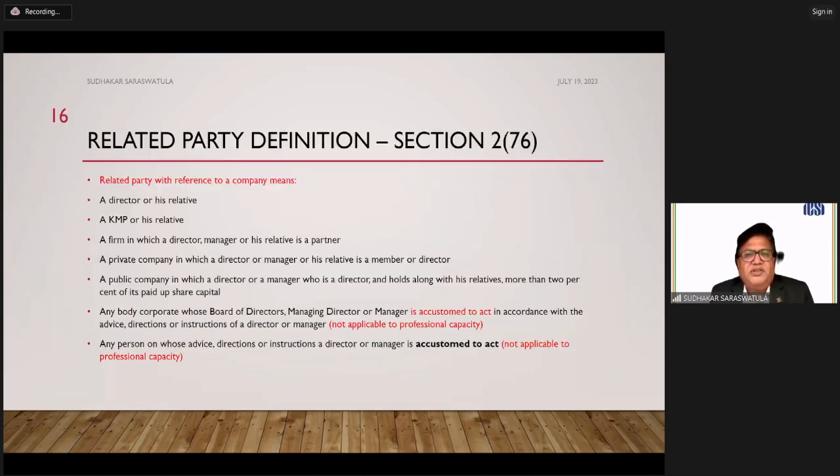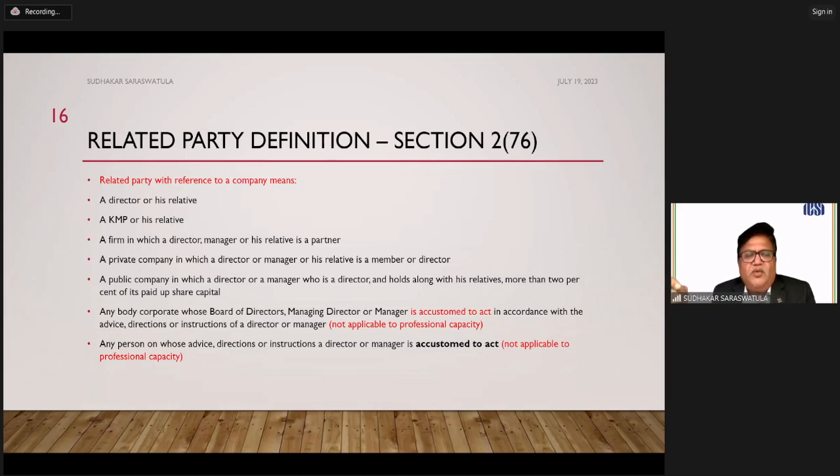Now, let us see the definition of related party. As I was mentioning to you, we have to see under Section 2, Subsection 76. There is no change in this section. That's why I'm not going to go into each and every component of this. But certainly, I would like to deal with two major provisions: any body corporate whose board of directors, managing director or manager is accustomed to act in accordance with the advice, directions, or instructions of a director or manager. Of course, it is not applicable to advice given in a professional capacity.